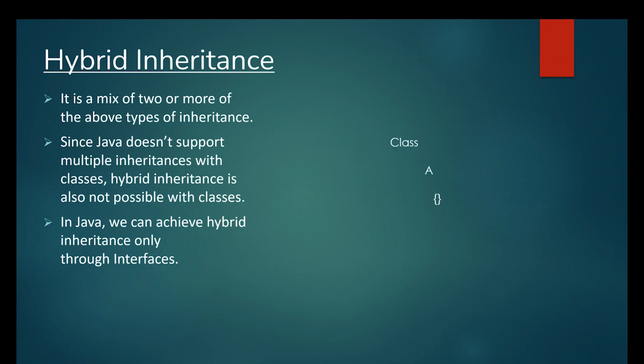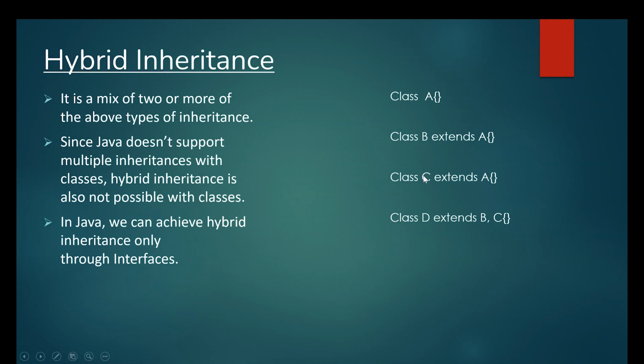So let us say there is a class A and there is a class B which is extending class A. Now there is a class C which is also extending class A. And there is a class D which is extending class B and C. So if you see here, B and C have the same superclass, that is A, which means it is hierarchical inheritance. D is extending B and C, which is multiple inheritance. So it is a combination of hierarchical and multiple. This we can call hybrid inheritance.